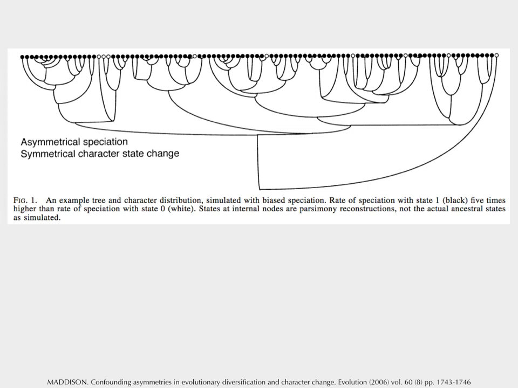So I showed you this tree. It has black and white dots. And I asked you something about the evolution of black and white on this tree. What would you say? What I want you to do is break up into small groups and talk about what it tells you about the rate of evolution of black versus white. Which one is more common? Do you move from black to white or white to black? How do you figure that out? Think back to the phylogenetics lecture. So talk to each other.